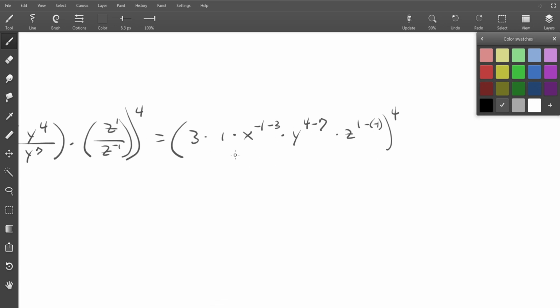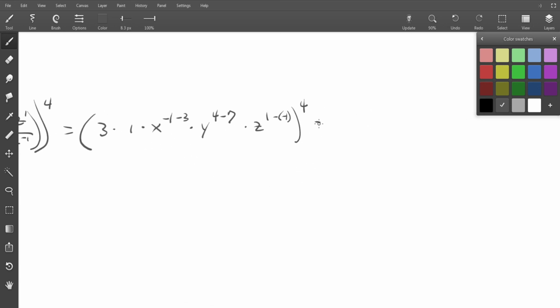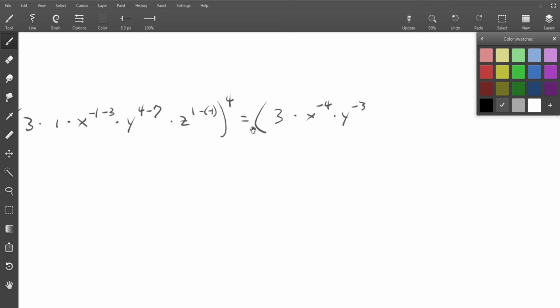Then we go ahead and simplify this down. So this will give us, well, 3 is just going to stay. I can leave out this 1 because it doesn't matter. We have x to the negative 4, y to the negative 3. 4 minus 7 is negative 3. And then 1 minus negative 1, that's just 1 plus 1. So this will be z to the power of 2.